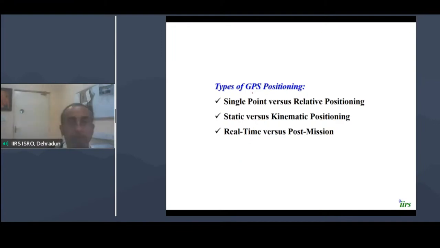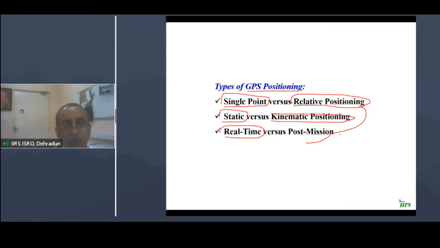If you see these positioning techniques through GPS or GNSS, we can have the single point positioning technique, the relative positioning technique, the static positioning technique, and the kinematic positioning technique. In relative positioning we may have two subcategories called the real-time positioning technique and the post-mission positioning technique. We will see these positioning techniques one by one.